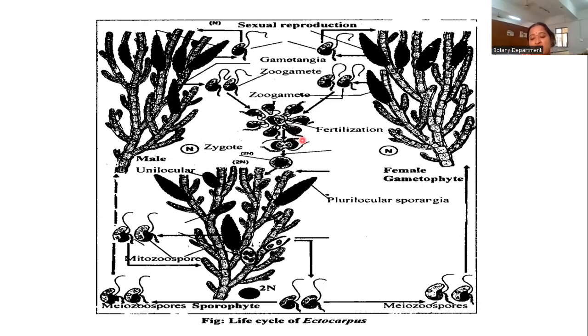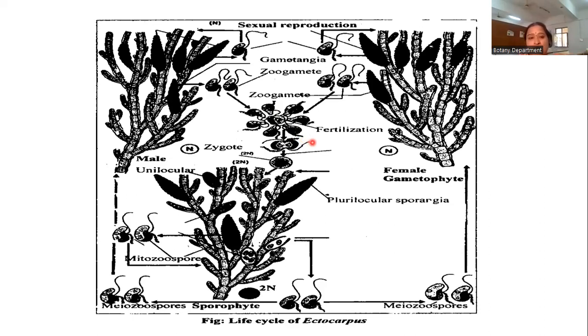After germination, the zygote directly gives rise to a new asexual sporophytic plant, 2x, without undergoing meiosis. Mostly Ectocarpus species, in different regions, exhibit some plurilocular characters and some unilocular characters.